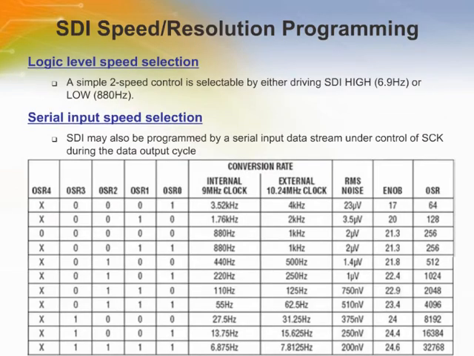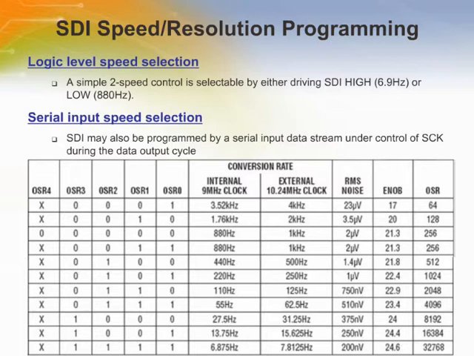The serial data input pin is used to select the speed resolution of the LTC2440. A simple 2-speed control is selectable by either driving the serial data input high or low. If serial data input is low, the device outputs at 880 Hz with 21 bits effective resolution. By tying serial data input high, the converter enters the ultra-low noise mode of 200 nanovolts RMS and simultaneous 50 and 60 Hz rejection at 6.9 Hz output rate.